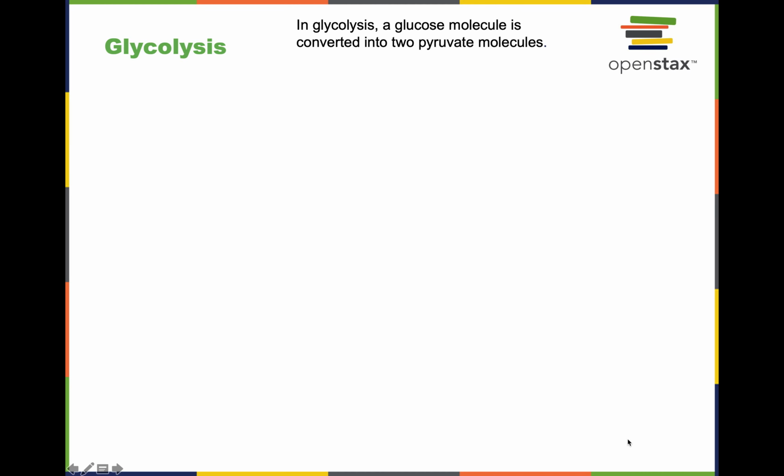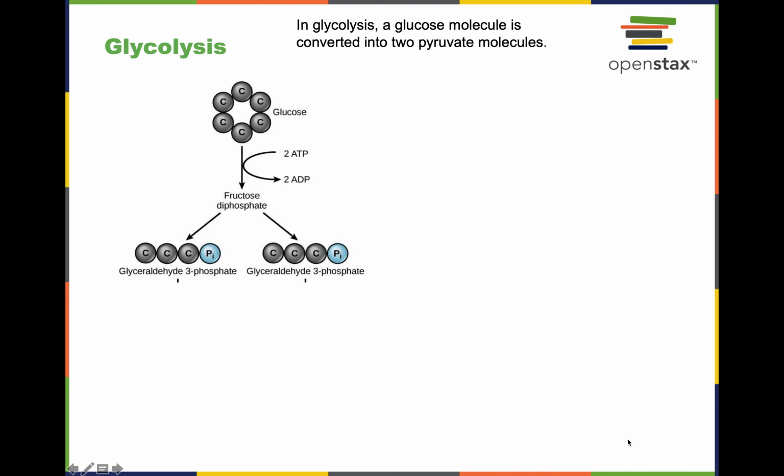So let's take a deeper look at glycolysis and its various steps. In glycolysis, a glucose molecule is converted into two pyruvate molecules. There are two different phases in glycolysis. The first phase involves taking a glucose molecule, a 6-carbon molecule, and breaking it down into two 3-carbon molecules that have an added phosphate to it.